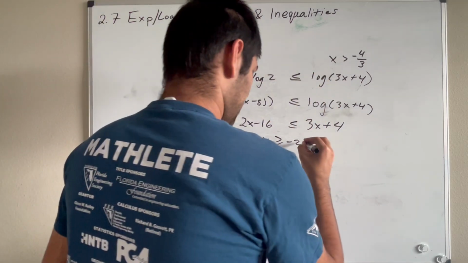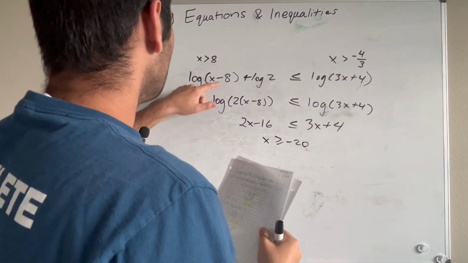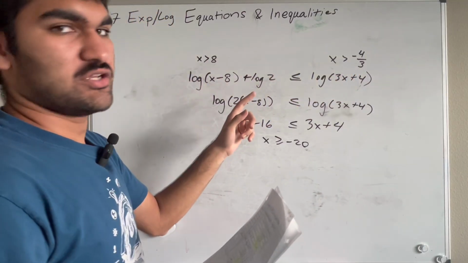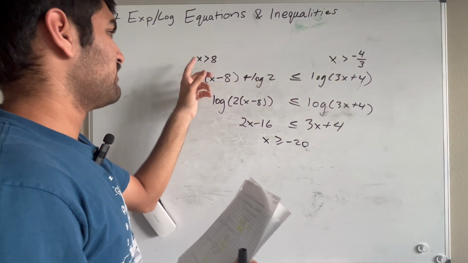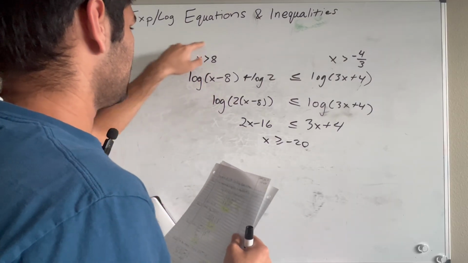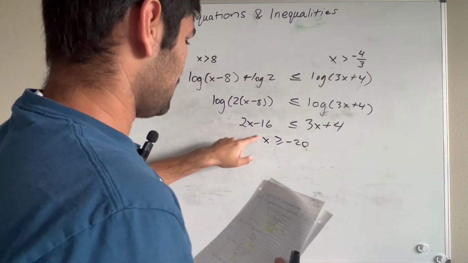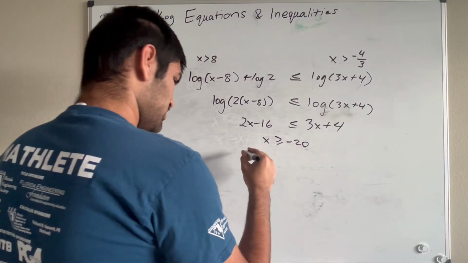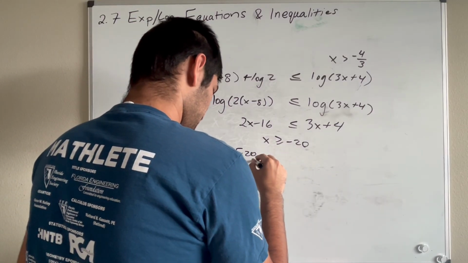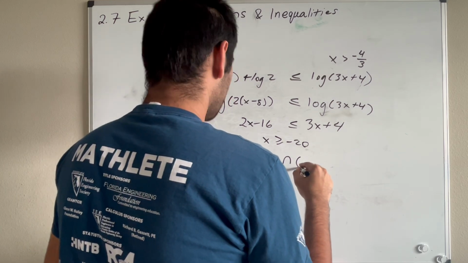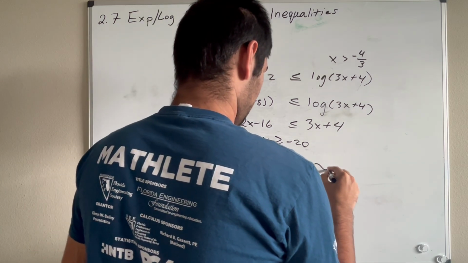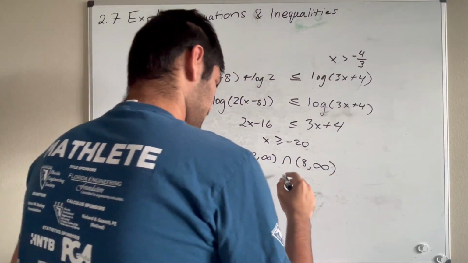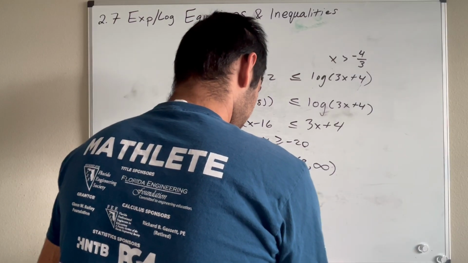So what I mean by that is, if we just look at the domains, right? Here we require x to be greater than 8. Here we require x to be greater than negative 4/3. So which one is more restrictive? This one, right? Because this one includes lesser values in the domain. So we're going to take this domain, the more restrictive one, and union it or intersect it with this one. So this is just the same thing as saying negative 20 included to infinity, intersected with 8 to infinity. So now which one is the most restrictive one? It's still this one, right? So the actual answer is just 8 to infinity.